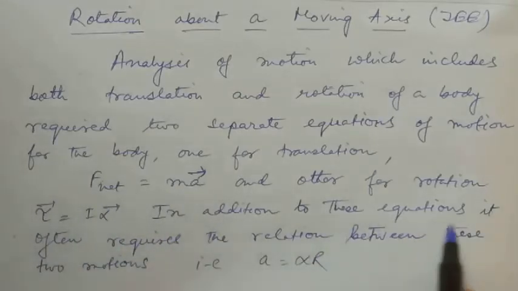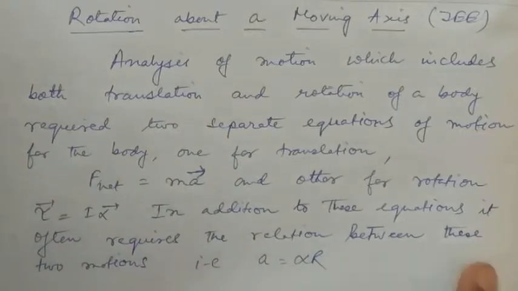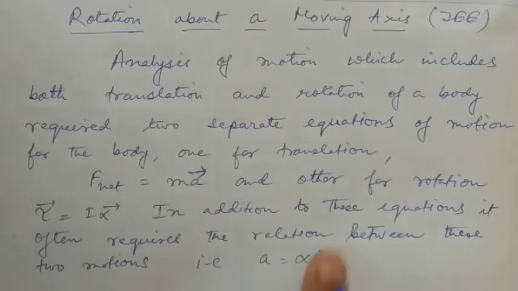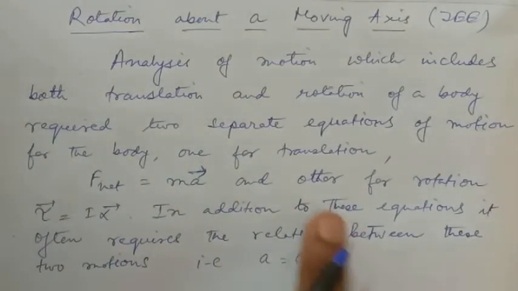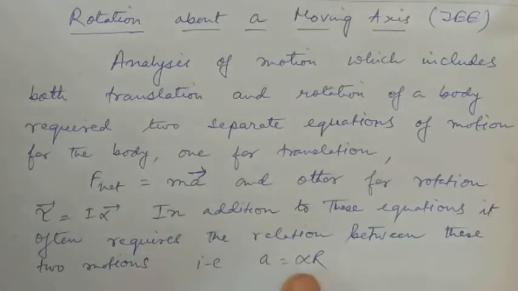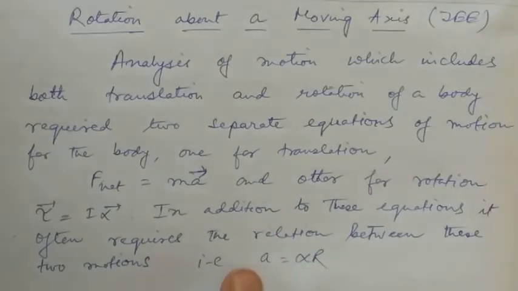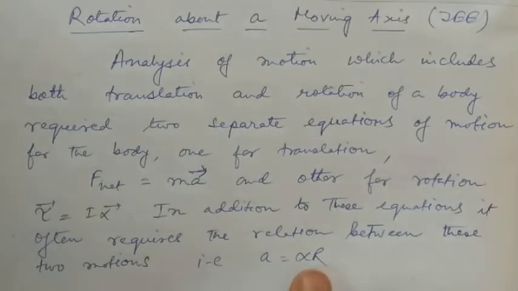In addition to these equations, it is often required to have the relation between these two motions, that means a relation between the angular and the linear motions, that is A is equal to alpha r, where A is the linear acceleration and alpha is the angular acceleration and r is the radius of rotation.